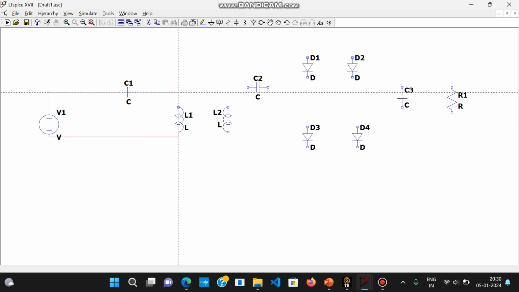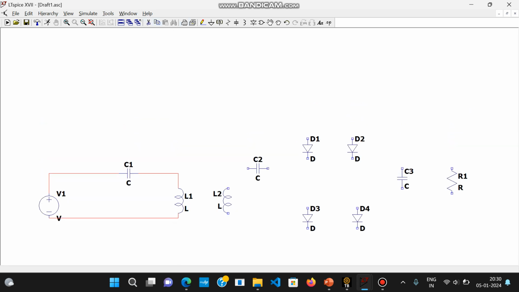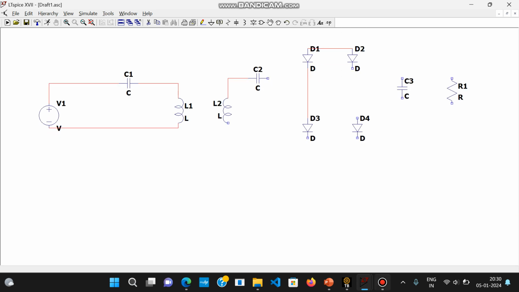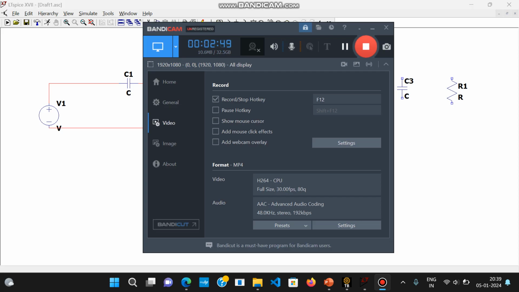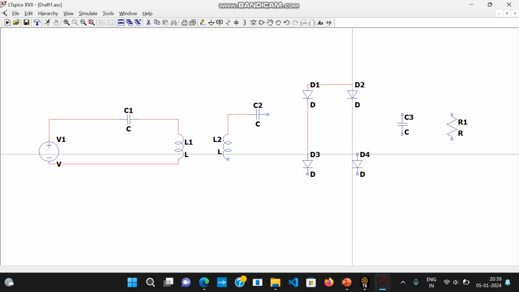Okay, this is how a transmitter side circuit looks, and when it comes to the receiver, let's first connect our bridge rectifier. So this is how our transmitter looks. Now let's connect our bridge rectifier.